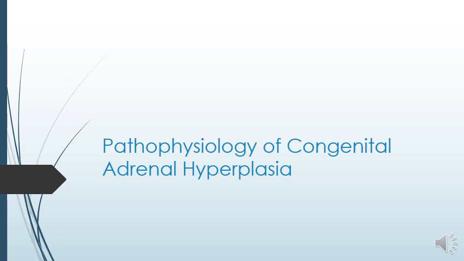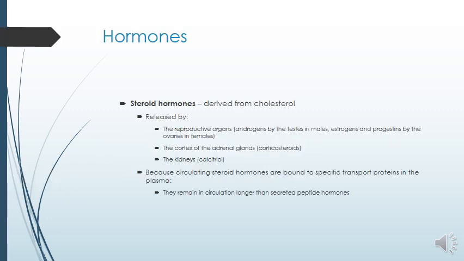I would like to do a module on the pathophysiology of congenital adrenal hyperplasia because I wanted you to get a good understanding of what is actually going on in these individuals when they have this condition. In looking at hormones, we know that we have a category of hormones called steroid hormones, and all of the steroid hormones are derived from cholesterol. And if we look at where they're released from, they're released from the reproductive organs.